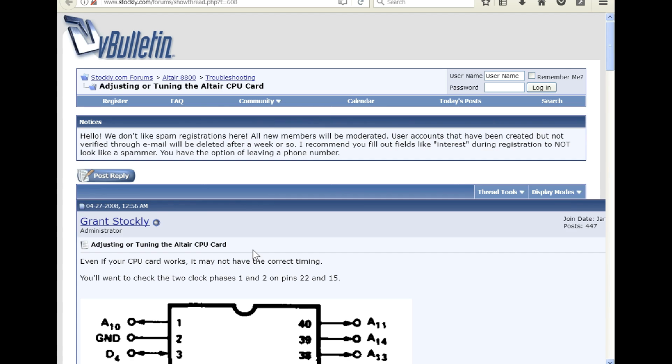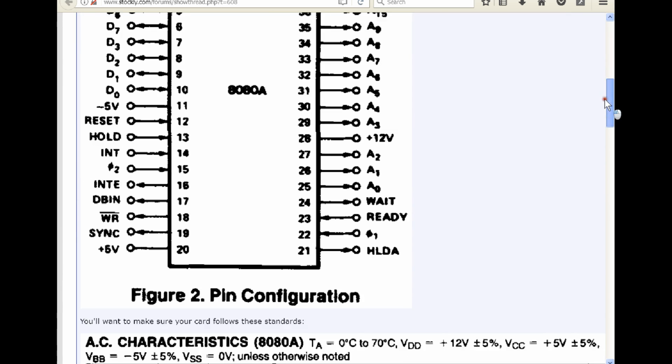I came across this post on Grant Stockley's forum, which I thought I'd share with you because it's got some quite interesting things in it. Apparently someone asked him to check the clock on their Altair, and he's done this little post here. It's got some quite useful information in it.